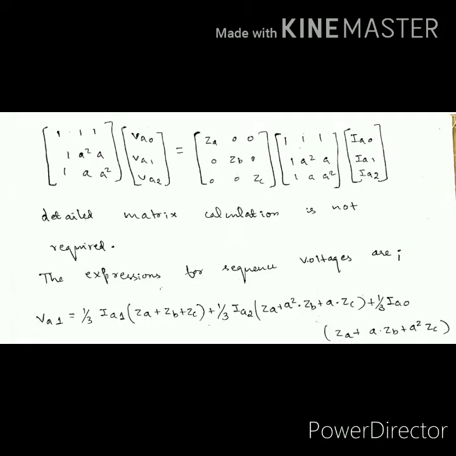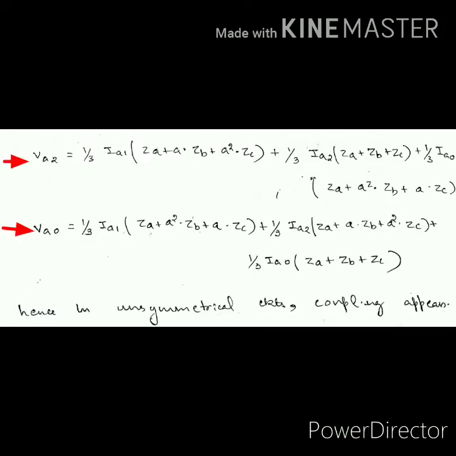But we are not going to solve it in detail. So detailed matrix calculation is not required over here. We stop here and we only see the expression for the sequence voltage. This is nothing but your final expression that you get. But here solution is not required. So VA1 you get one expression, VA2 and VA0.